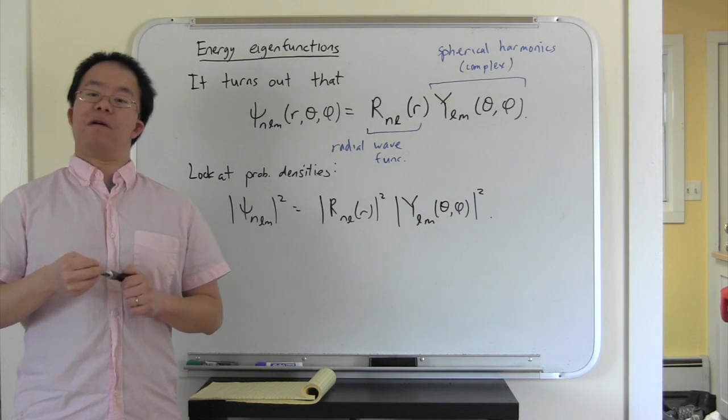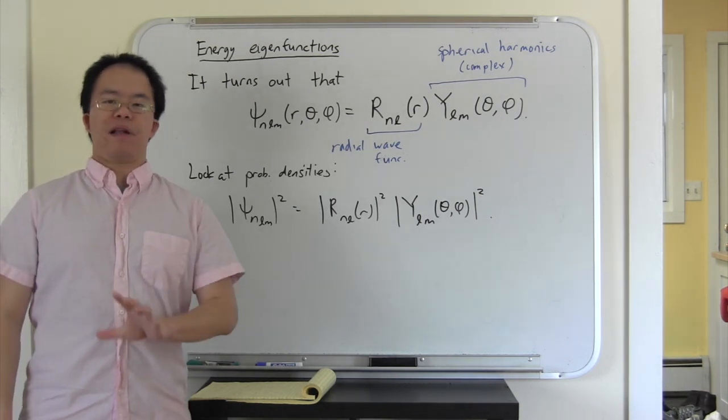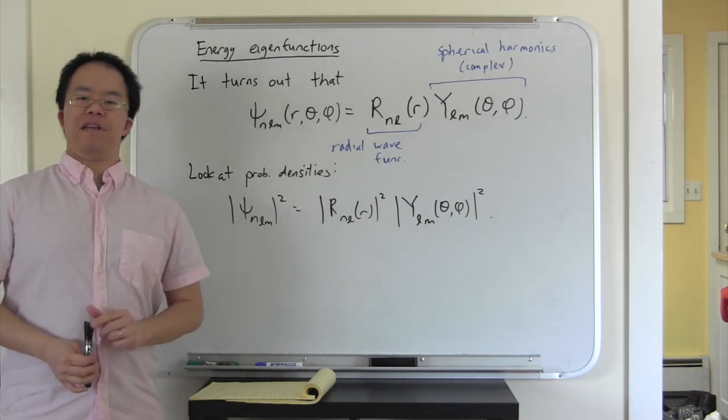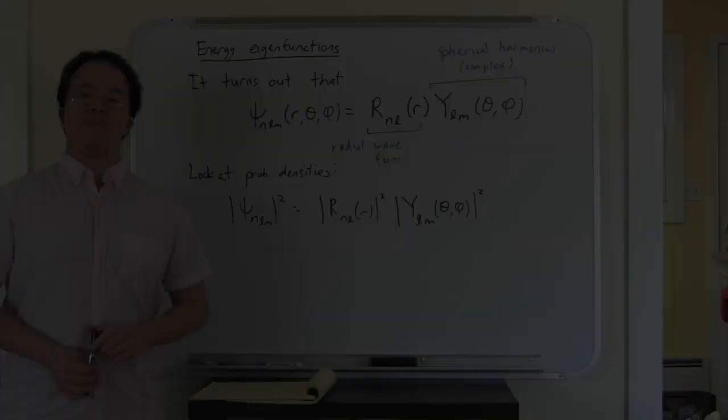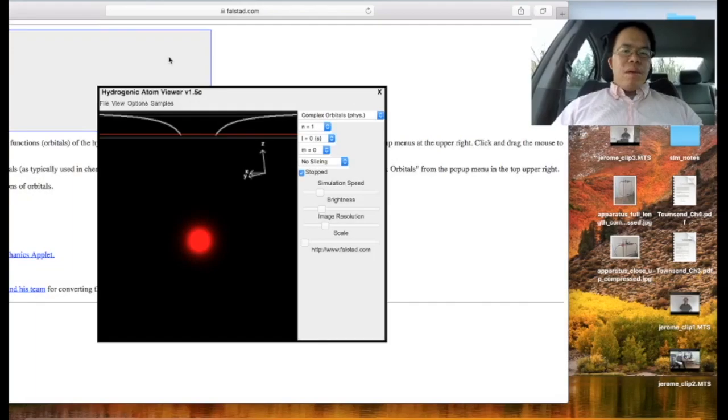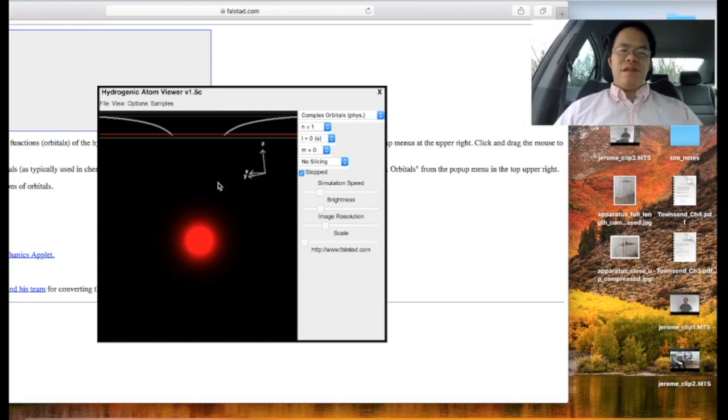So we're going to cut to my computer again. I'll show you some things that I have for trying to visualize these energy eigenfunctions, and then I'll say a couple more things about them. One thing I wanted to show you was this Falstad applet for viewing the hydrogen energy eigenfunctions. What we're looking at here is the probability density, where the brightness gives you a sense of the scale, and the color tells us something about phase.